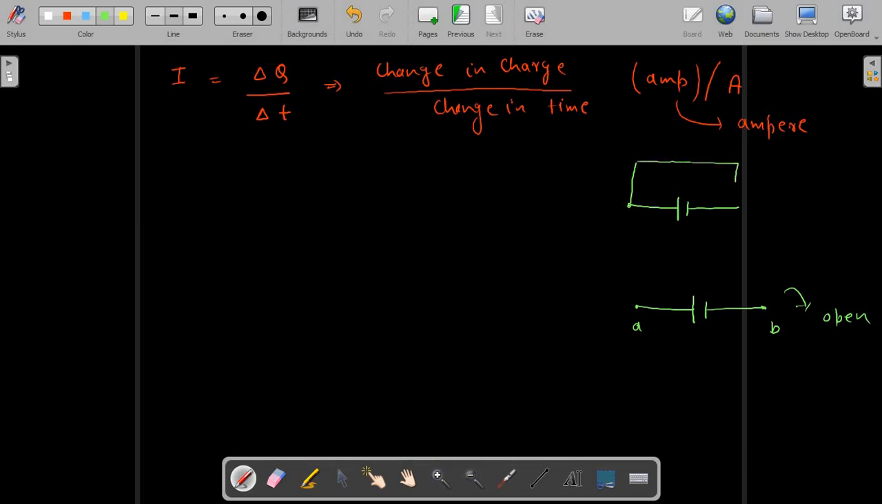But if I connect something with it, suppose I connect a bulb. This is a filament. I connect a bulb with it. Now between A and B the circuit is completed, right? If the circuit is complete, then the current will flow. Remember this line: current will flow only in a closed circuit.